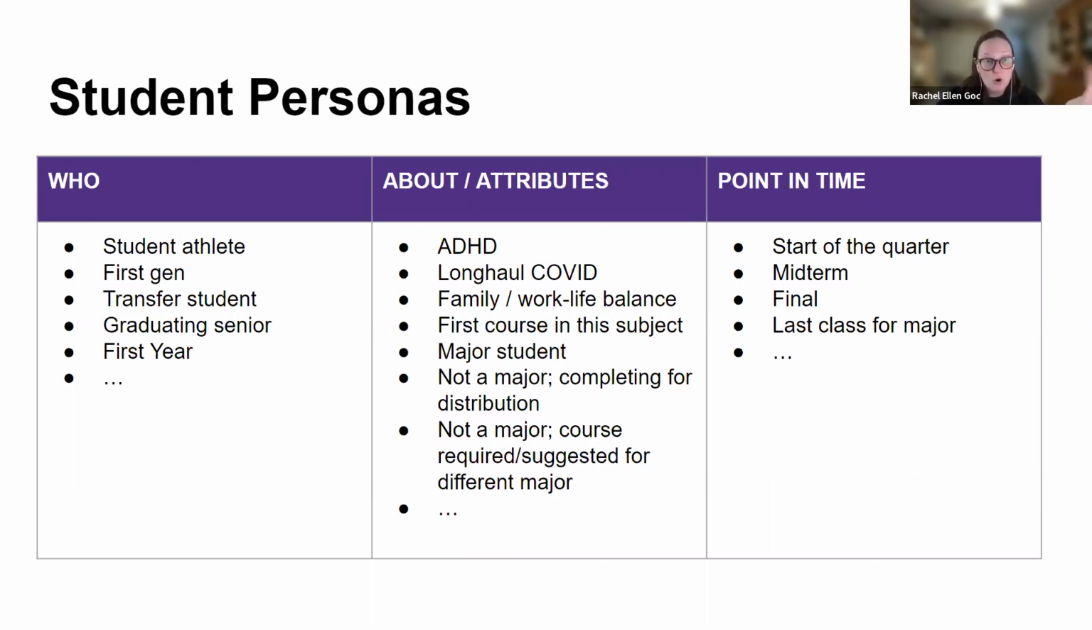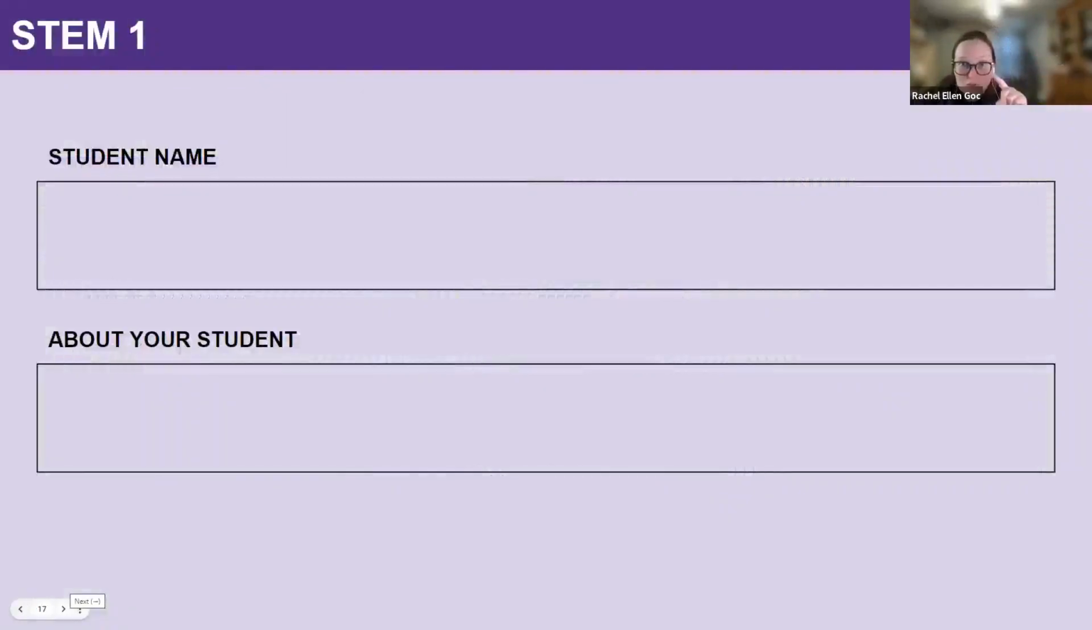Is it a first course in their subject? Is it that student that you know is going to have disrupted attendance for a variety of reasons? And then when in the quarter are you thinking about this student? Start of the quarter, midterm, final. These points in time can help you, again, sort of pinpoint the practices that are relevant. I want you to give your student a name and write 1 to 2 sentences about that student, similarly to what we did with Jean earlier.